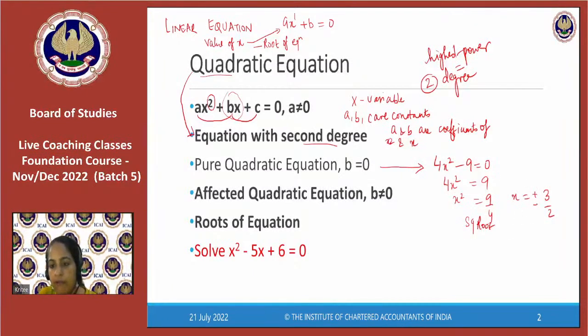Some have a doubt: why plus or minus 3 by 2?